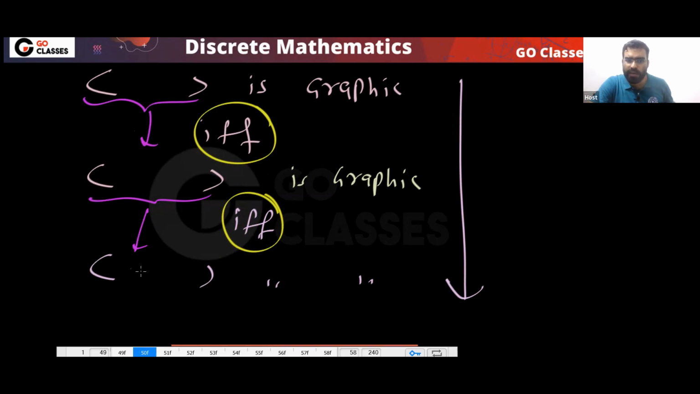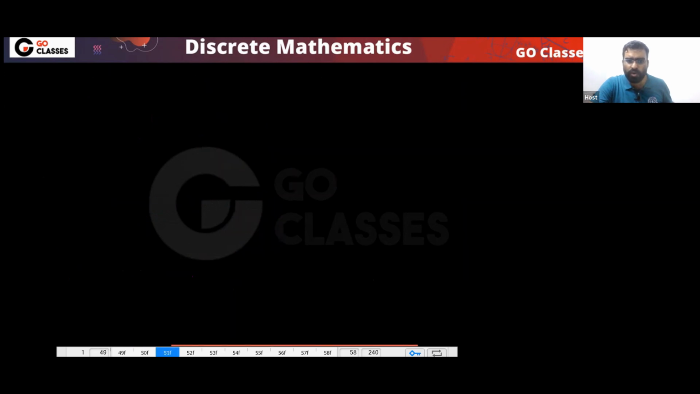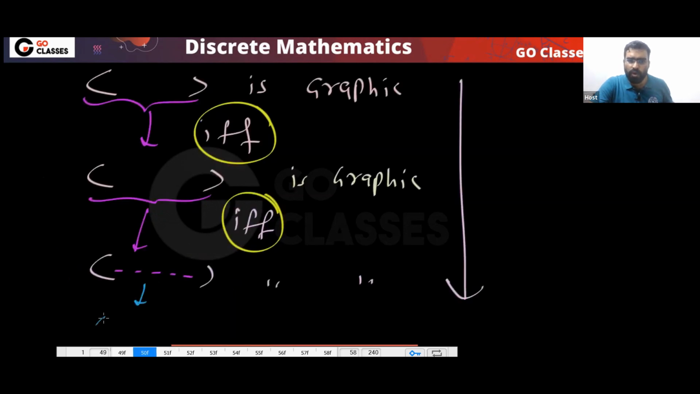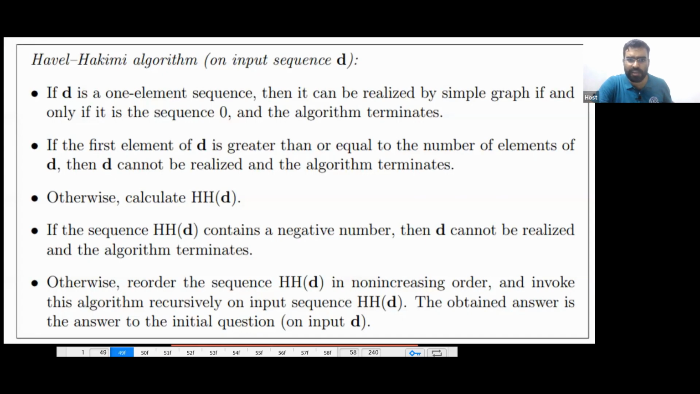Anytime you can stop, if you already know that this is a simple graph, that this can create a simple graph. If you already know, then you can stop. Is this clear? Or if you want, you can go till 0, 0, 0. That is your choice. So this is the Havel Hakimi algorithm.